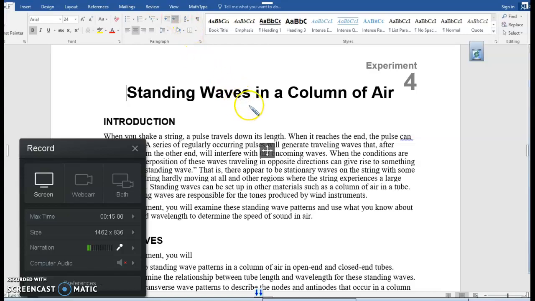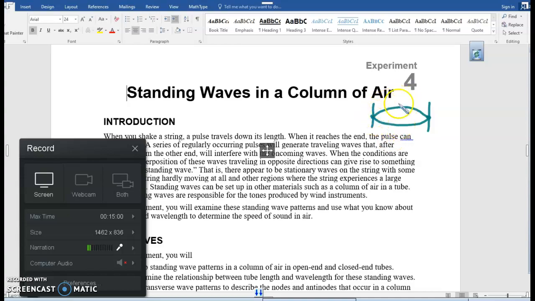Alright, so we're going to do a lab with standing waves in a column of air, but we have looked at strings, and we know that in a string, let's say we just have a piano string here, connected at both ends, the first harmonic, the fundamental, can be set up like so, where you have nodes at either end, and here is the antinode.